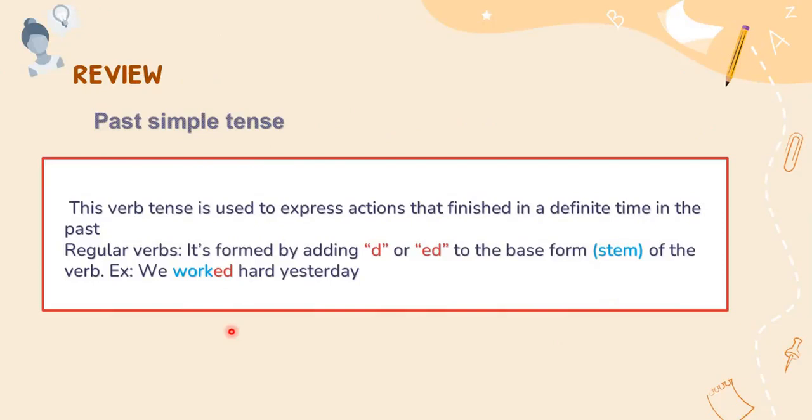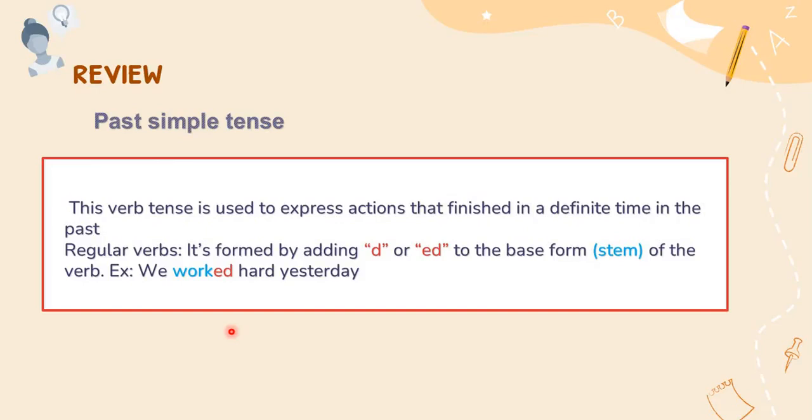Okay, so before getting to the lesson, it's okay to make a quick review about the past simple tense. This verb tense is used to express actions that finished at a definite time in the past. We have seen before that the past tense is the actions or the verbs which happened before the moment of speaking.